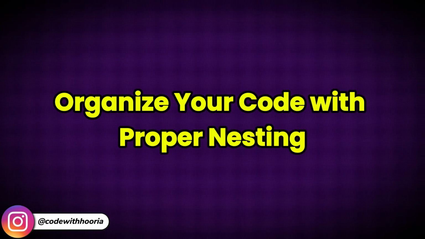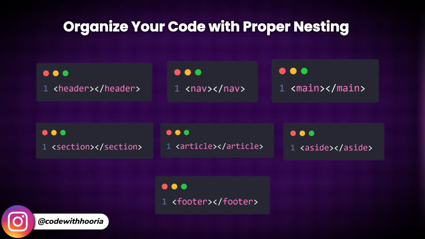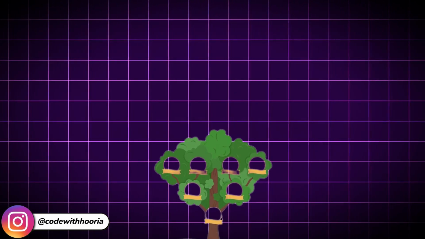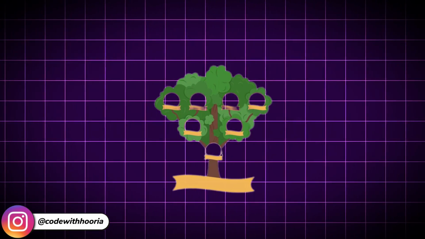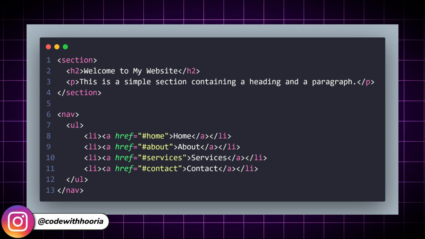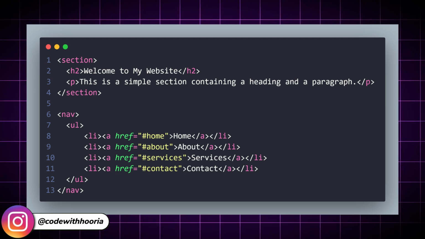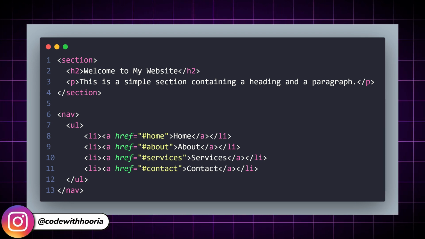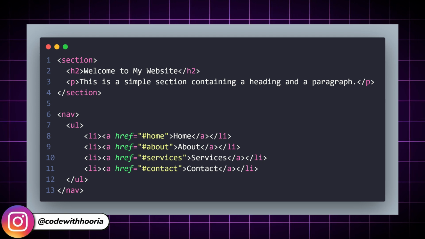Writing clean HTML isn't just about using the right tags, it's also about how you structure them inside each other. Proper nesting ensures that your code is organized, easy to read, and logically structured. When elements are placed inside each other incorrectly, it can lead to unexpected styling issues, broken layouts, and poor accessibility. Think of your HTML like a family tree. Parent elements contain child elements, and each child belongs to a specific section. For example, a section tag might contain a heading tag and a paragraph tag, and a nav tag might contain an unordered list, which then holds multiple list items. Keeping this structure clear and consistent makes it much easier to understand your code at a glance.